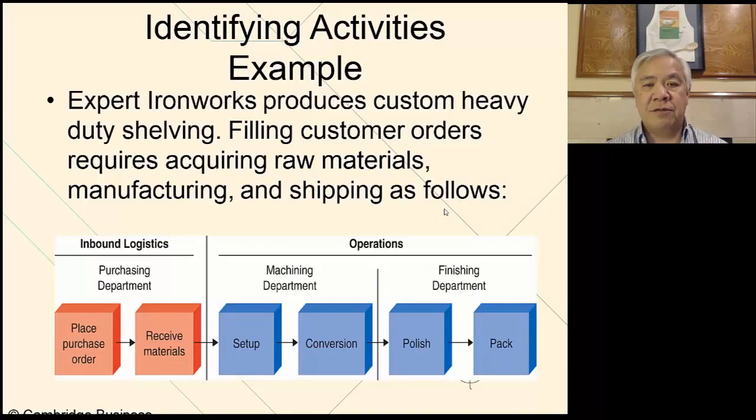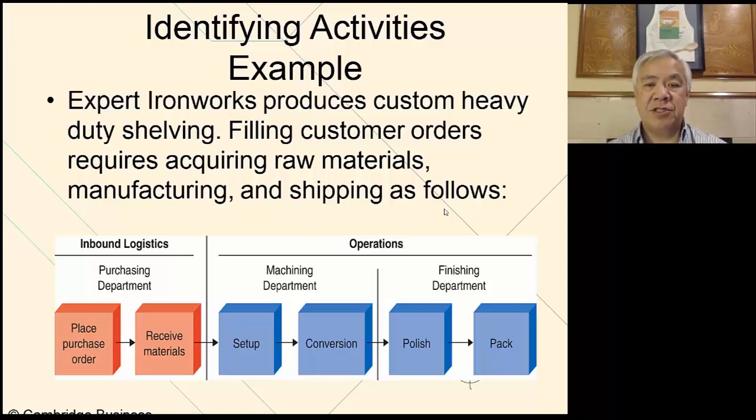An example we're going to use is a company that has three different departments. One is in inbound logistics, we'll call it the purchasing department. Two are in the operations, one does machining and one does finishing. For the purchasing department, they have two main activities. They place the purchase orders, negotiate with vendors, do the contracting, and make sure the quality is right. Then when the goods are received, they verify the purchase order terms are met and that the quality is what was contracted for, quantity and quality.